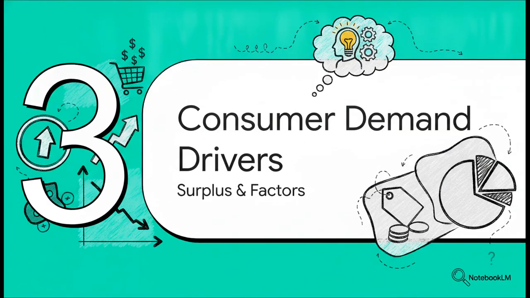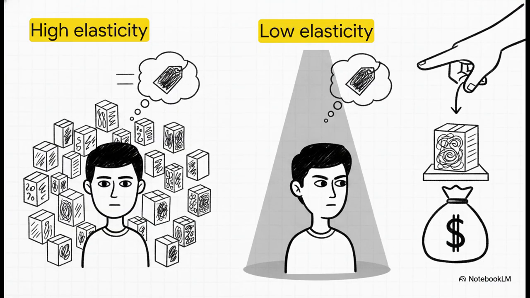All right, Section 3, what drives consumer demand? Let's look at consumer surplus and a few other key factors. Let's talk about consumer surplus. It's essentially the gap between the absolute maximum you'd be willing to pay and what you actually hand over at the register. When elasticity is high, meaning you've got tons of other options, sellers really don't have much pricing power. Your consumer surplus is pretty low because the market price is already hovering right near your maximum limit.